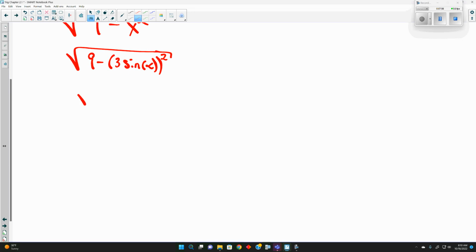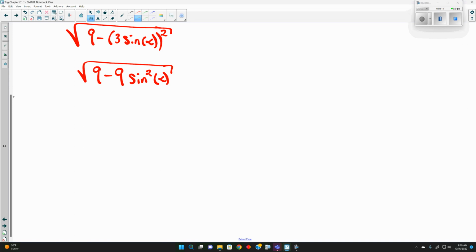Now, looking at this here, we'll do the exact same thing we did before. We're going to square 3 sine of alpha, and 3 squared is 9. And we have sine squared of alpha. And again, one of the main things we're wanting to do is to simplify this radical. Well, the first thing we can do is factor out the 9, which leaves us with 1 minus sine squared of alpha.